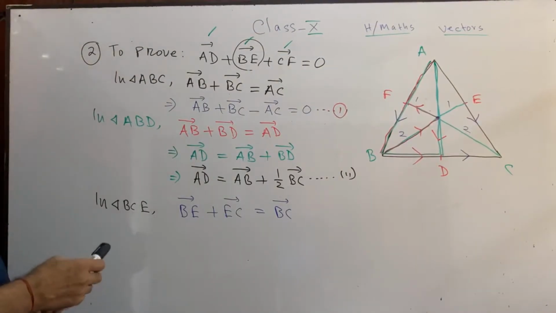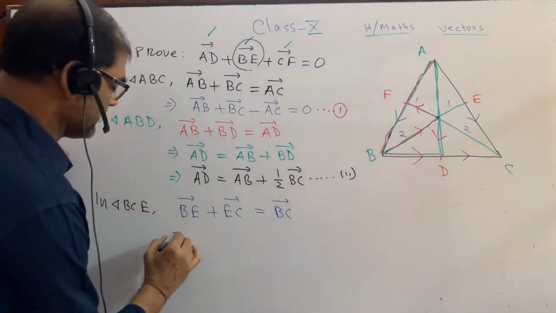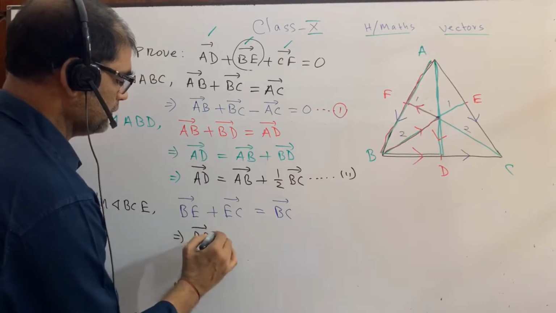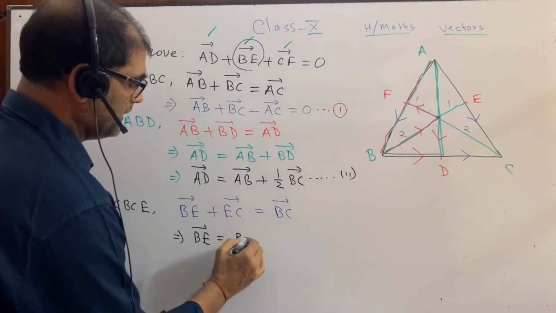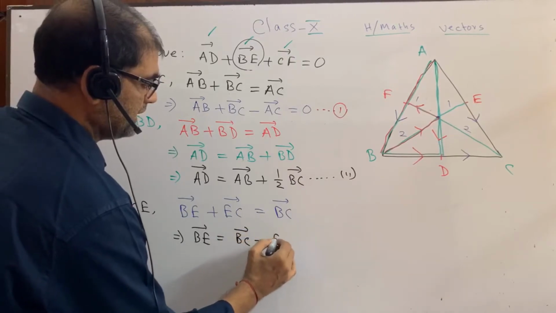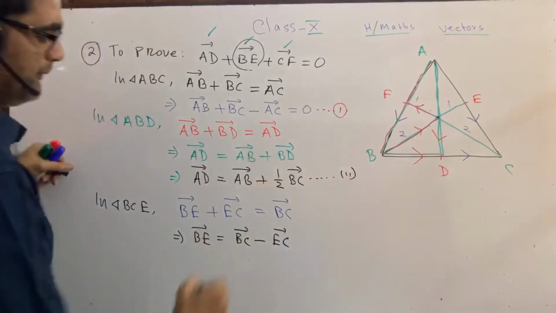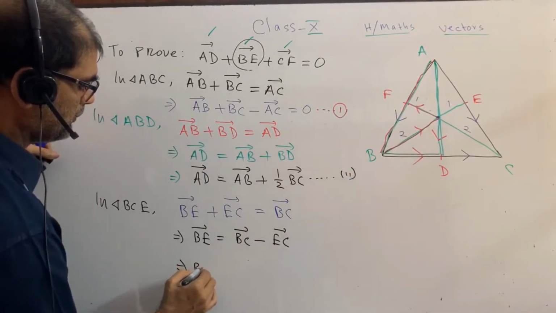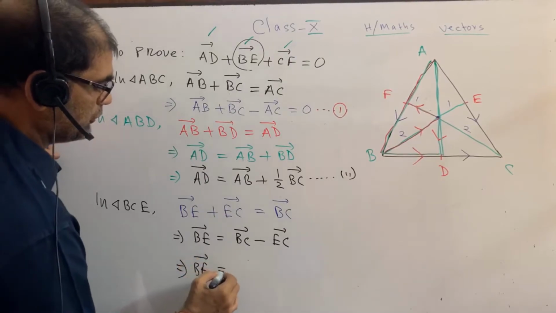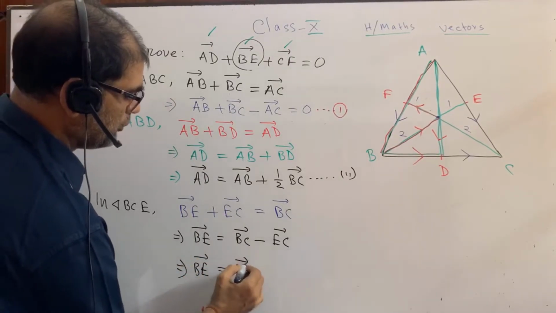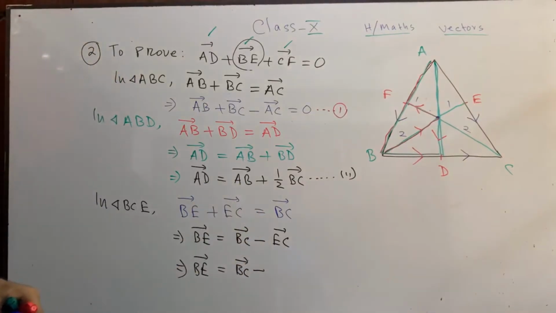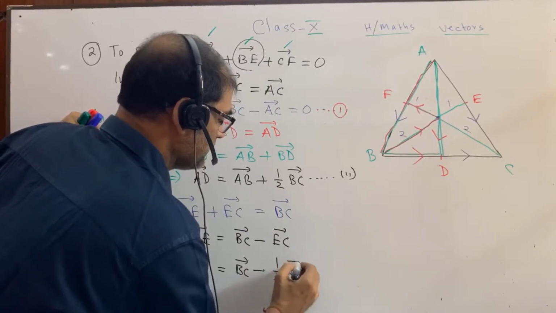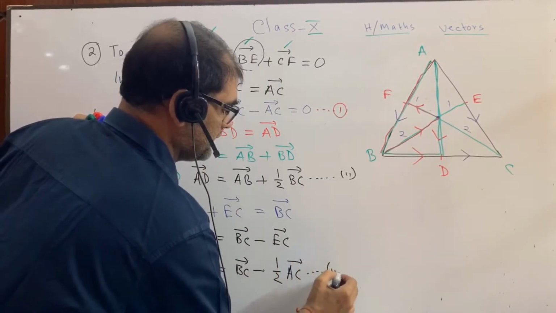Yes. Then we have to find BE. We must not forget that we have to find BE. BE is equal to BC minus EC. Or we can write BE is equal to BC. What about EC? EC equals to what? Half of AC. This is equation 3.